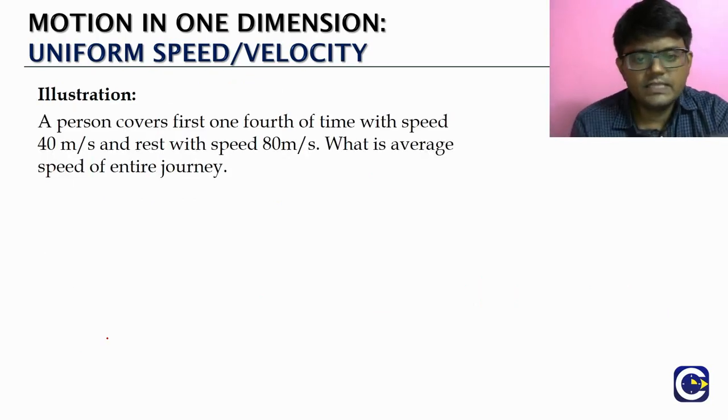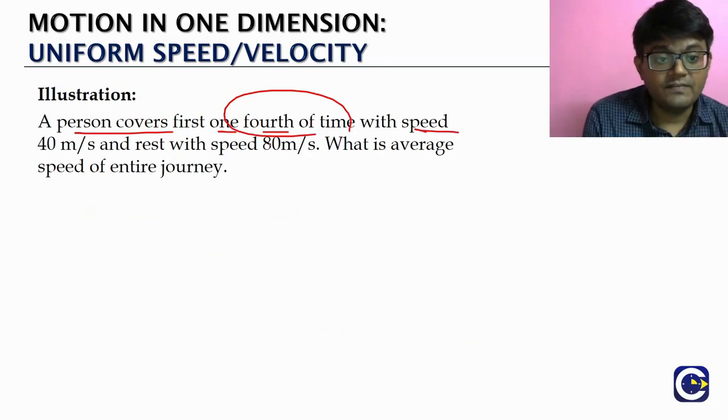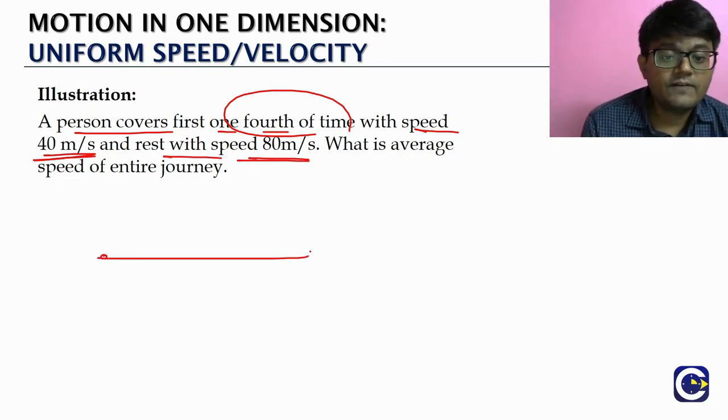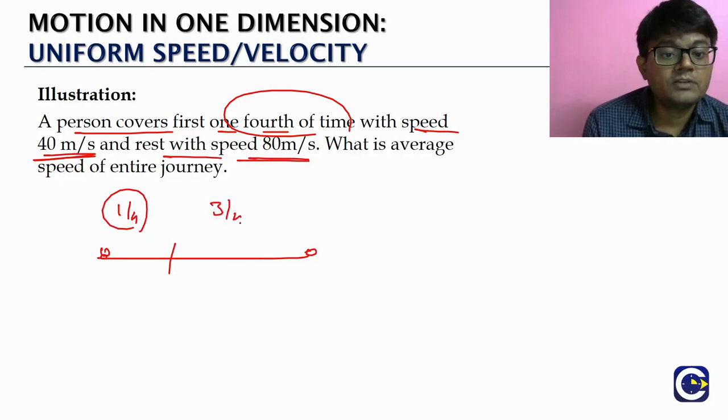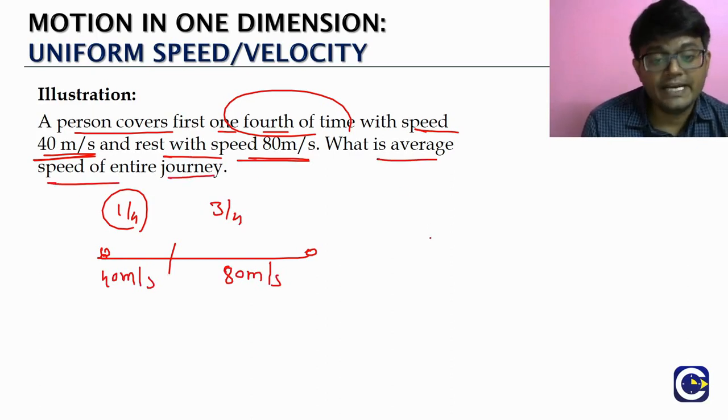Okay, so we'll see one question on this. A person covers the first 1/4 of the time with a speed of 40 meters per second and the rest with a speed of 80 meters per second. See, first 1/4 of the time, the remaining will be 3/4. So here, in the first 1/4, the speed is 40 meters per second. In the remaining 3/4 of the time, the speed is 80 meters per second. We have to find the average speed of the entire journey.